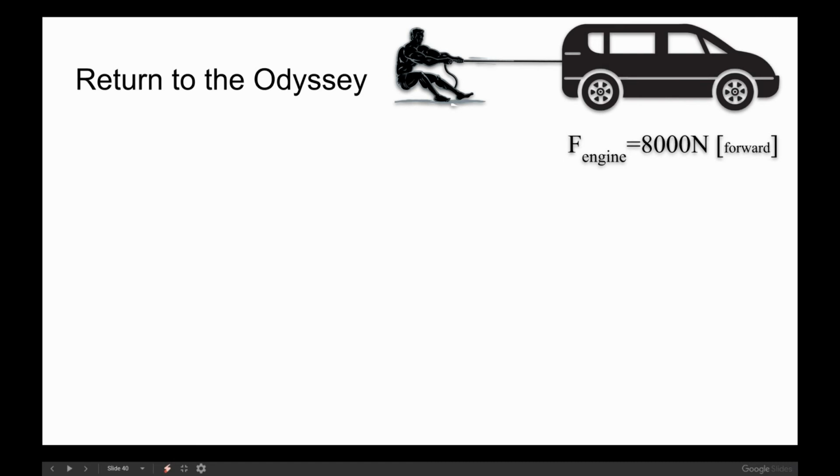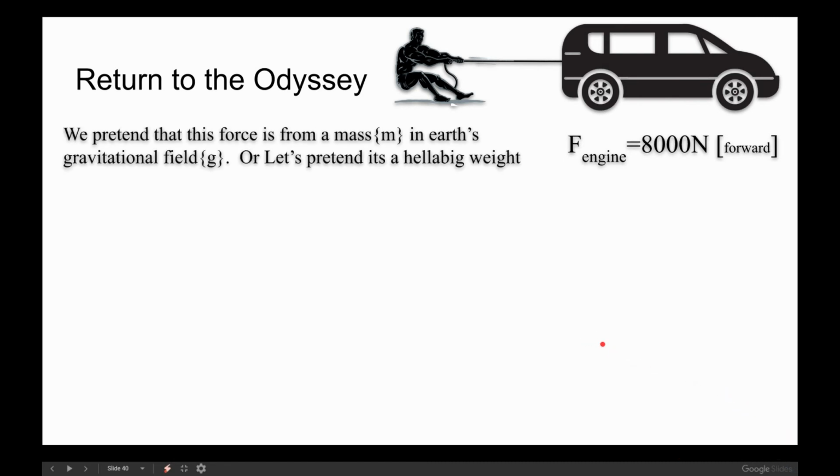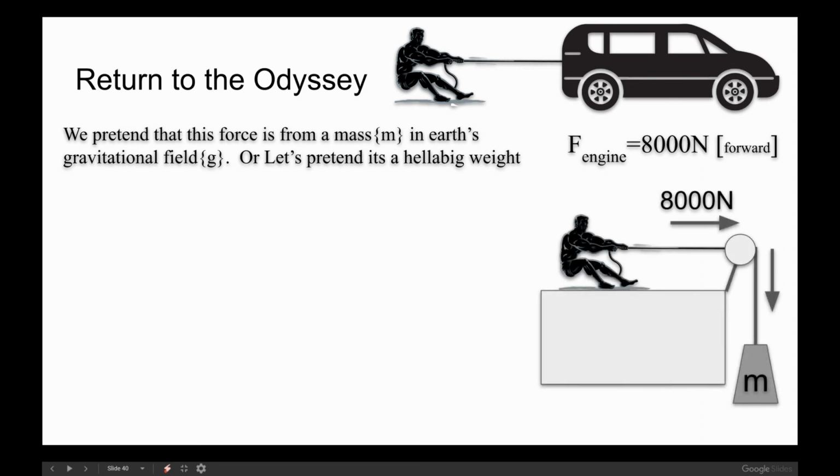So we reimagine our situation slightly different. We're going to pretend that the force is from a mass in Earth's gravitational field. Or let's pretend it's a hella big weight. This is what we're going to imagine. How big would that mass be that would generate 8,000 newtons of pull on him, exactly like the Odyssey's engine could do? We know it's 8,000 newtons.